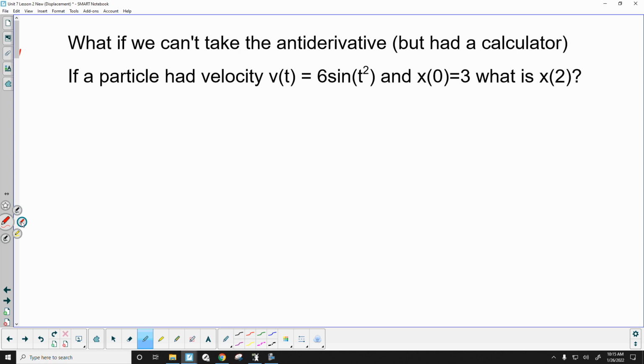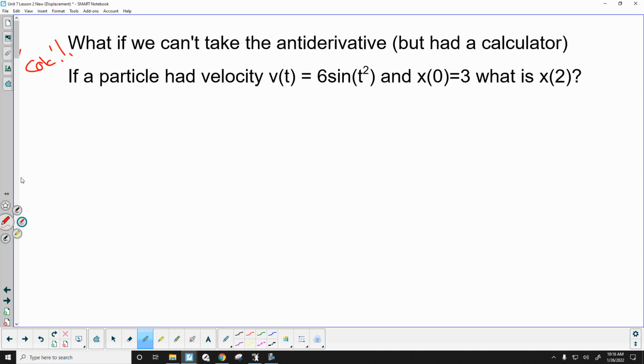This would be strictly a calculator problem. And there will be calculator portions on quizzes and tests from now on. The calculator is now going to be used a lot, because the calculator can accumulate. We can take antiderivatives, but we can't accumulate.